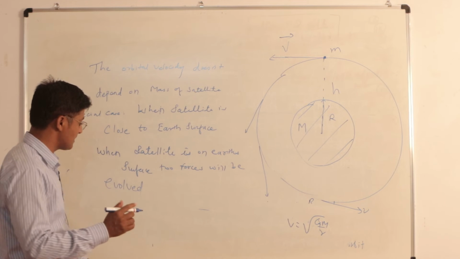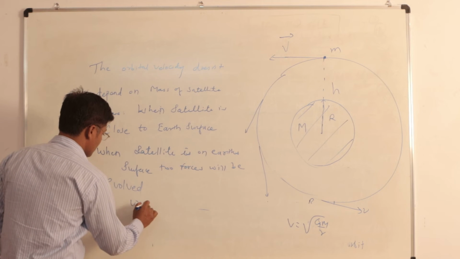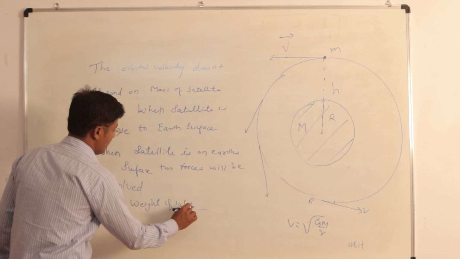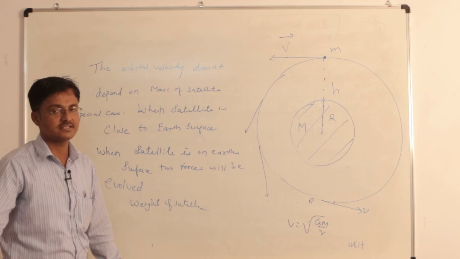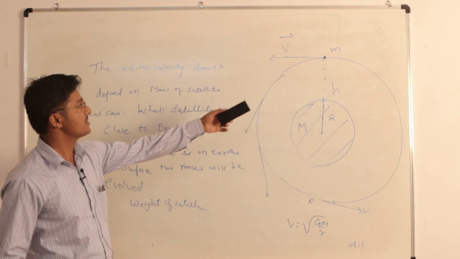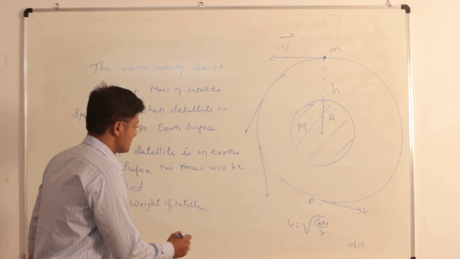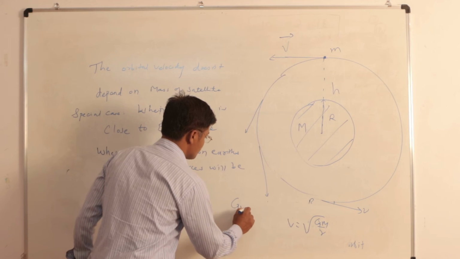पहिला असेल वेट ऑफ द सॅटेलाइट, वेट म्हणजे त्या सॅटेलाइटचं वजन, वेट ऑफ सॅटेलाइट, आणि दुसरा असेल ग्रॅव्हिटेशनल फोर्स. ग्रॅव्हिटेशनल फोर्स ऍक्ट्स इन एनी पोझिशन, and second is gravitational force.